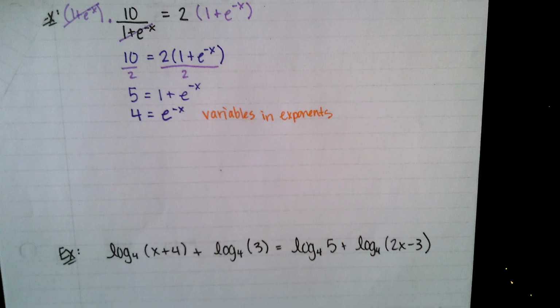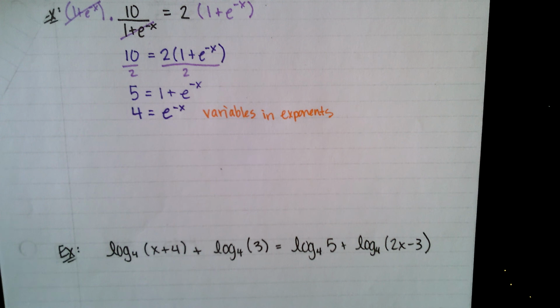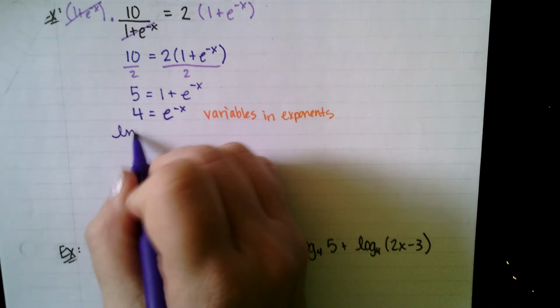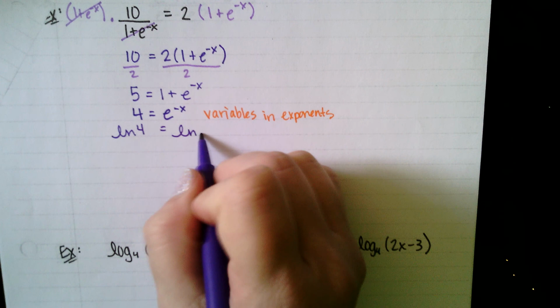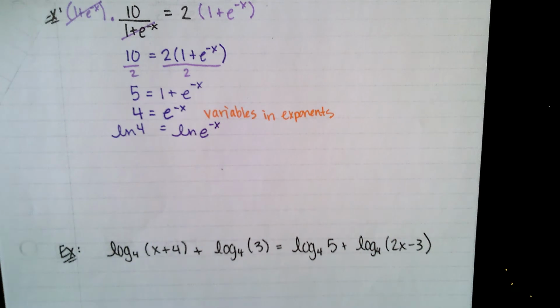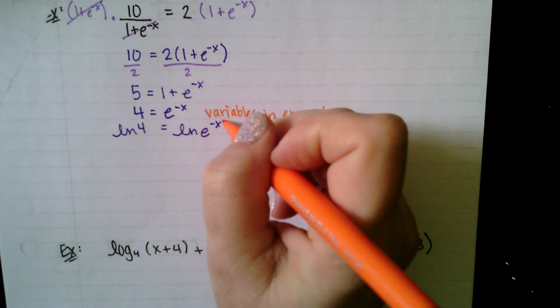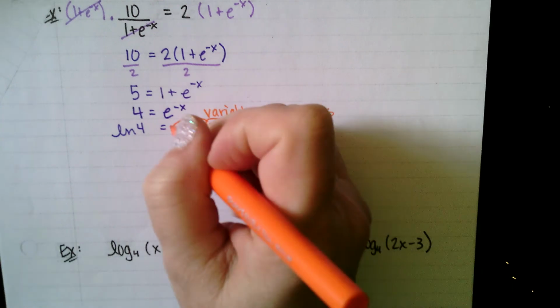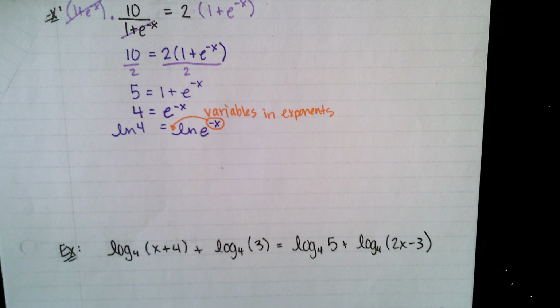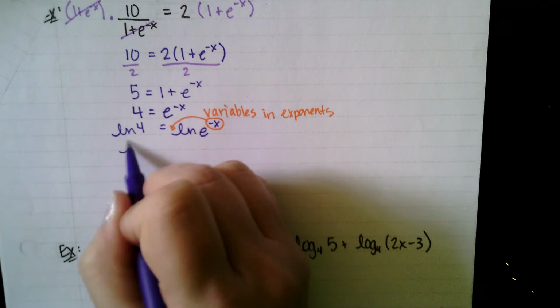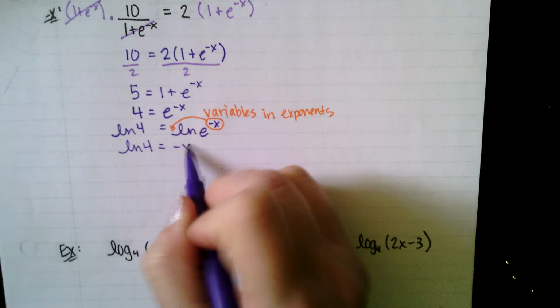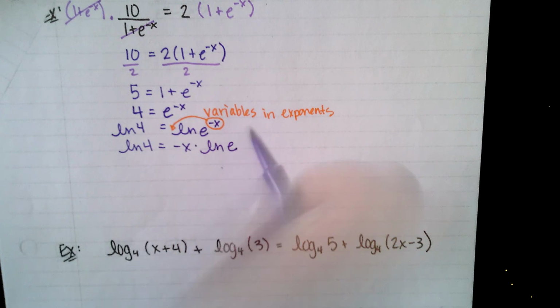Okay. So my strategy when I have variables in the exponents is to isolate the base to the power, then take the log of both sides. So I will go ahead and take the natural log of 4 equals the natural log of e to the negative x. And then that's going to allow me to bring this exponent down in front. So I have natural log of 4 equals negative x times the natural log of e.